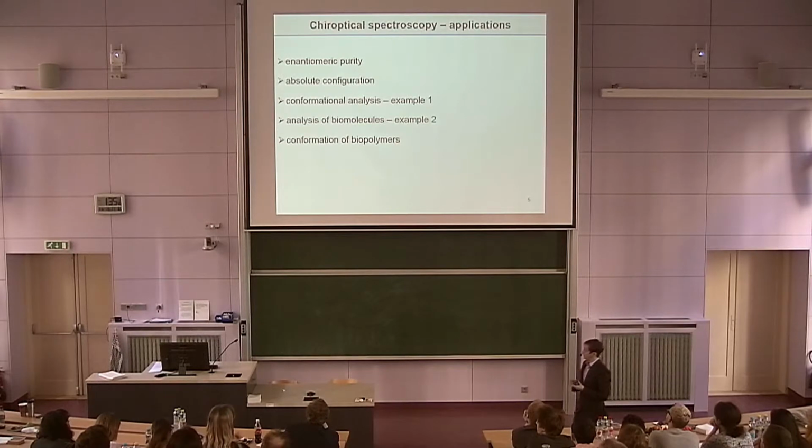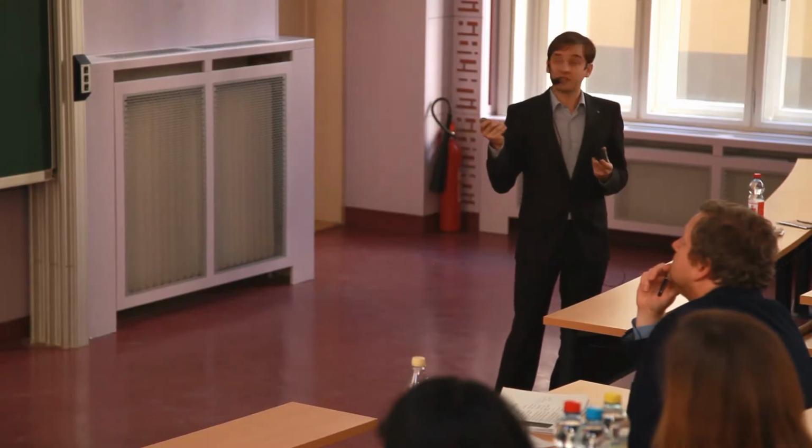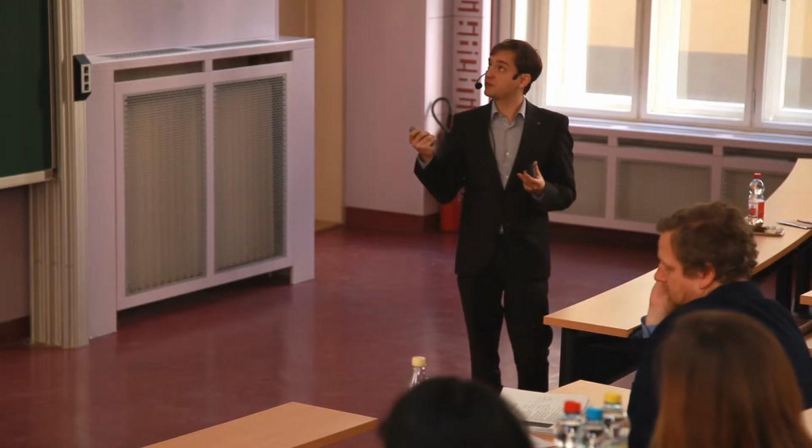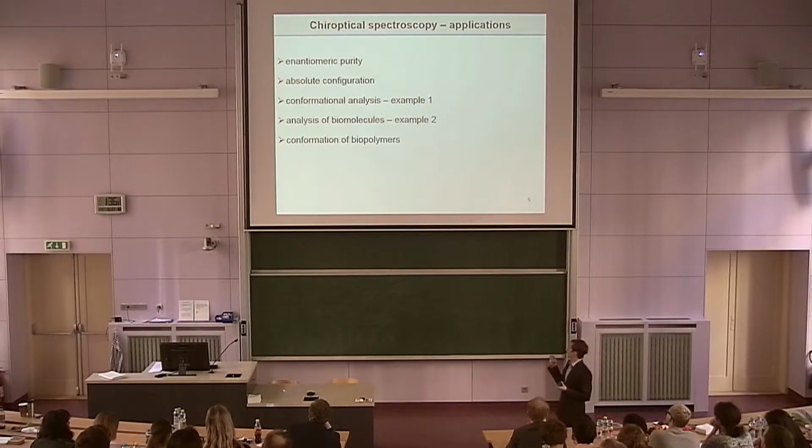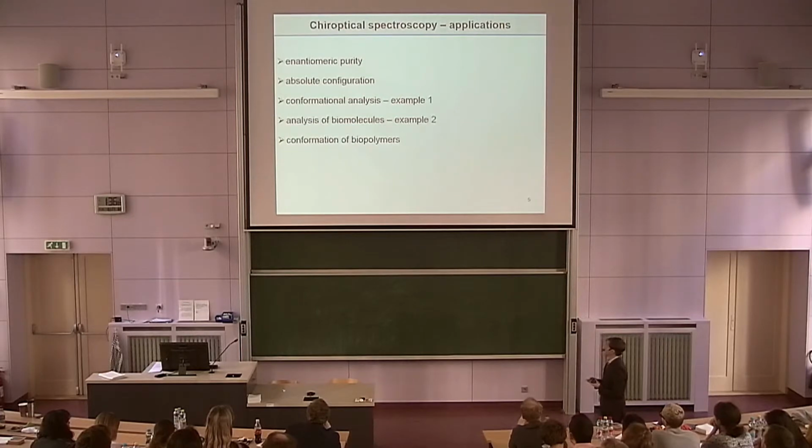That's why. Here are some traditional examples of applications of chiroptical spectroscopy. We can determine enantiomeric purity or absolute configuration, and what I'm going to show you in a minute, we can perform conformational analysis of organic molecules, and we can also analyze biomolecules, which are usually chiral.